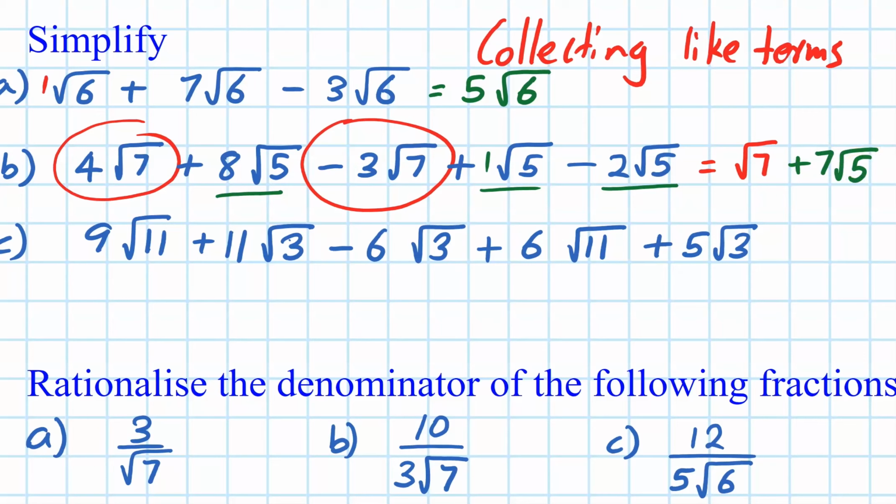So that's my answer. In this case, root 5 and root 7 are not like terms. They are not like terms. Therefore, you can't put them together. Just leave the answer like this. This is your final answer for this problem.